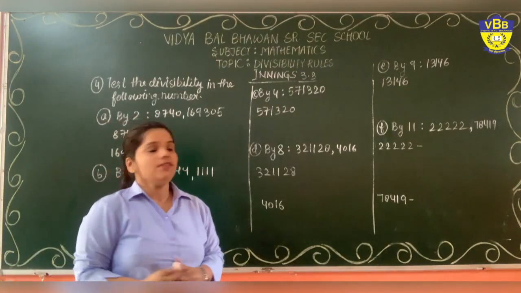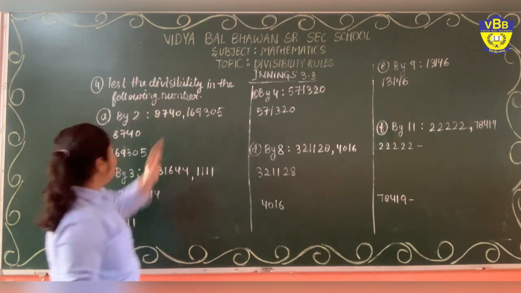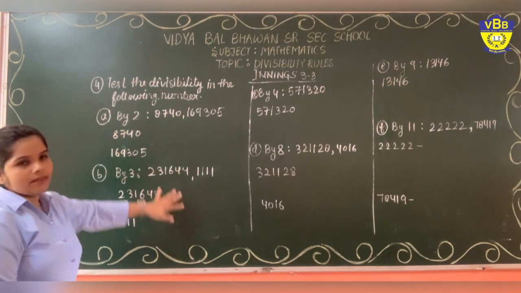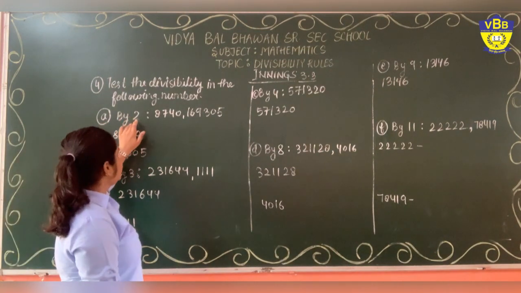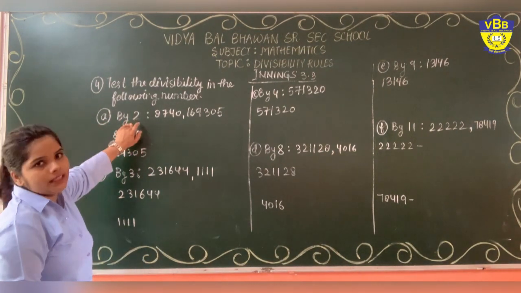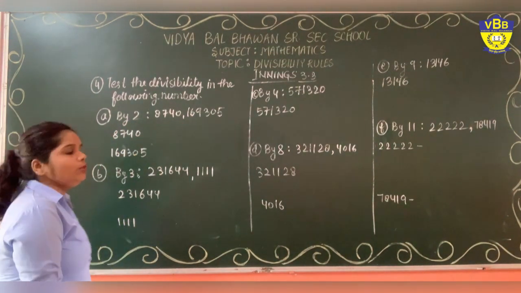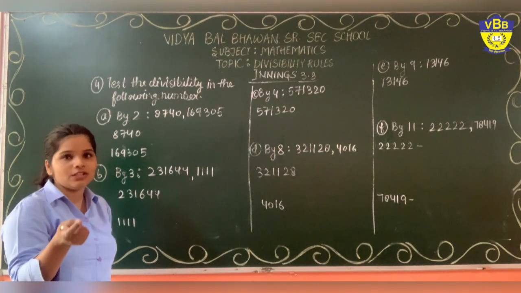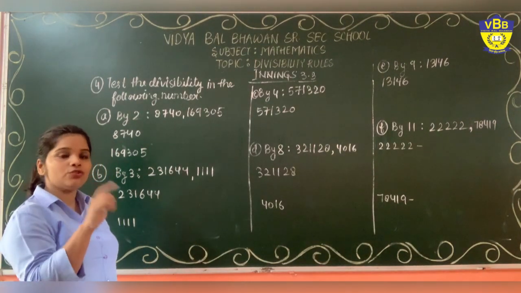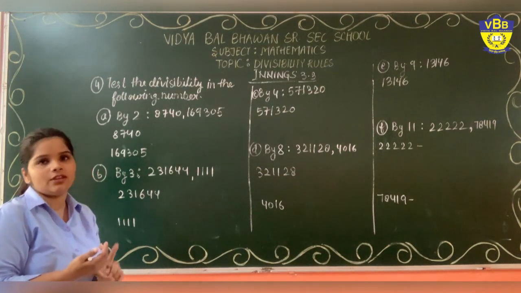Next up, we have to test the divisibility of the following numbers. We have some numbers. Okay, first one, A part. Test the divisibility of the number by 2. The two numbers are given here. How to check if the number is divisible by 2 or not? Check the last digit, the ones place digit. It should be 0 or 4 or 2 or 6 or 8.